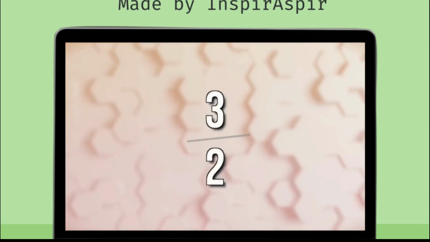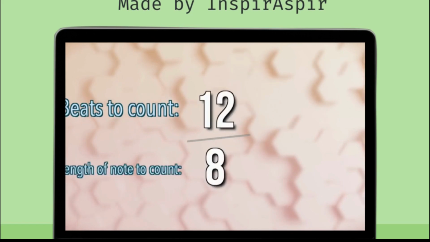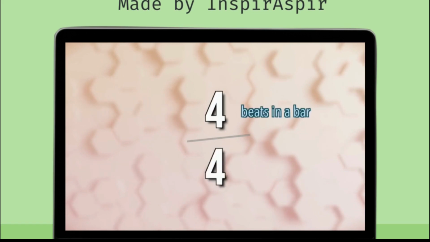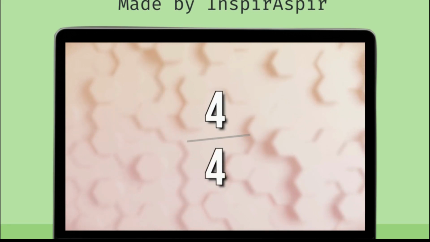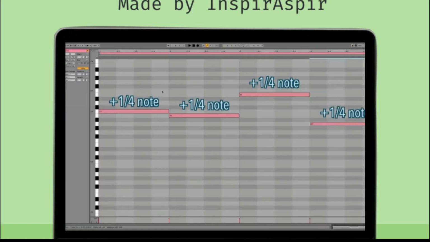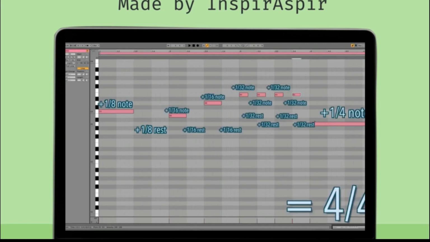These are often written like fractions, with the top number representing how many beats will lie within a bar, and the bottom number determining the length of note to count. The most common time signature is 4/4. This means we count 4 beats in a bar, and the lengths of notes within this bar must add up to the equivalent of 4 quarter notes. Granted, we can use any combination of notes and any combination of rests to fill up this space as long as they add up to the equivalent of 4 quarter notes.